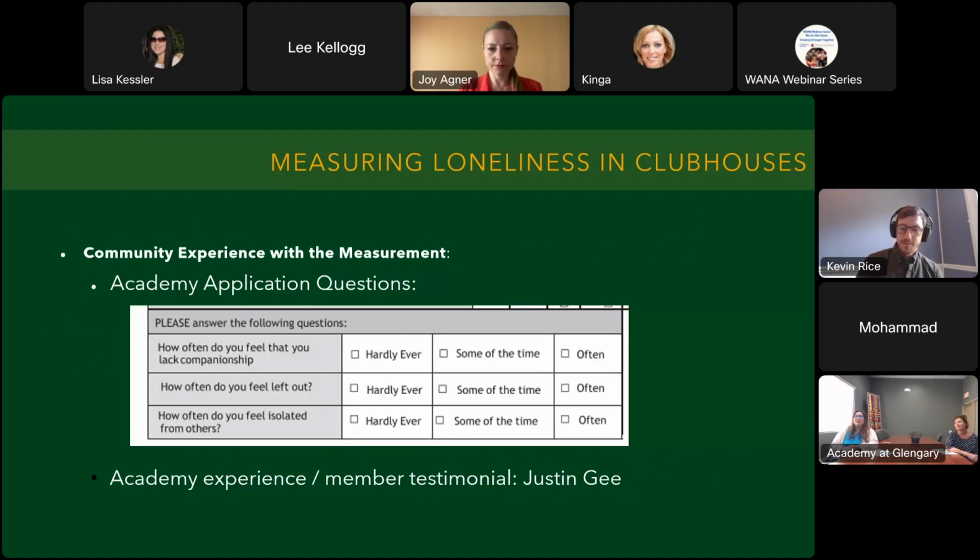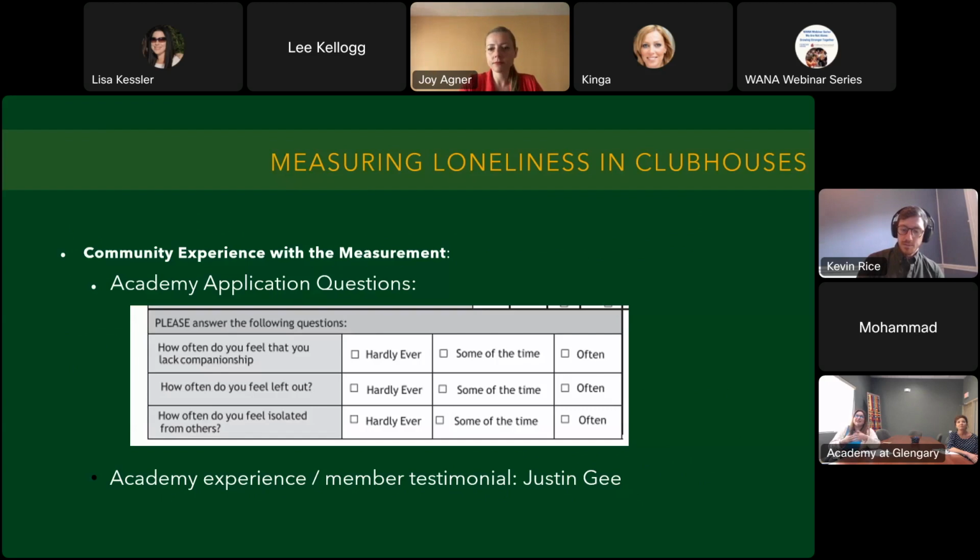So the questions on this survey entail: how often do you feel a lack of companionship? How often do you feel left out? And how often do you feel isolated from others? And that's actually here on the slide deck in that image there. The scale uses 3 response categories, and those categories are hardly ever, some of the time, and often.